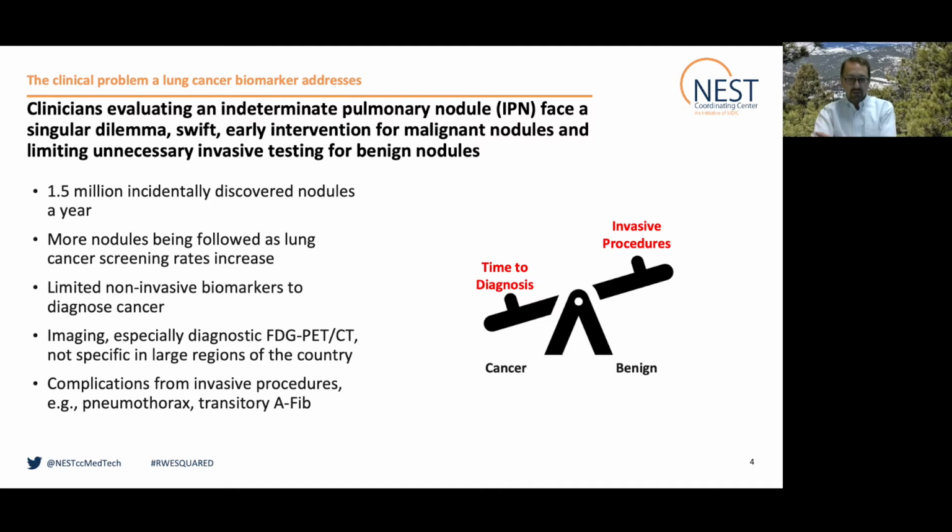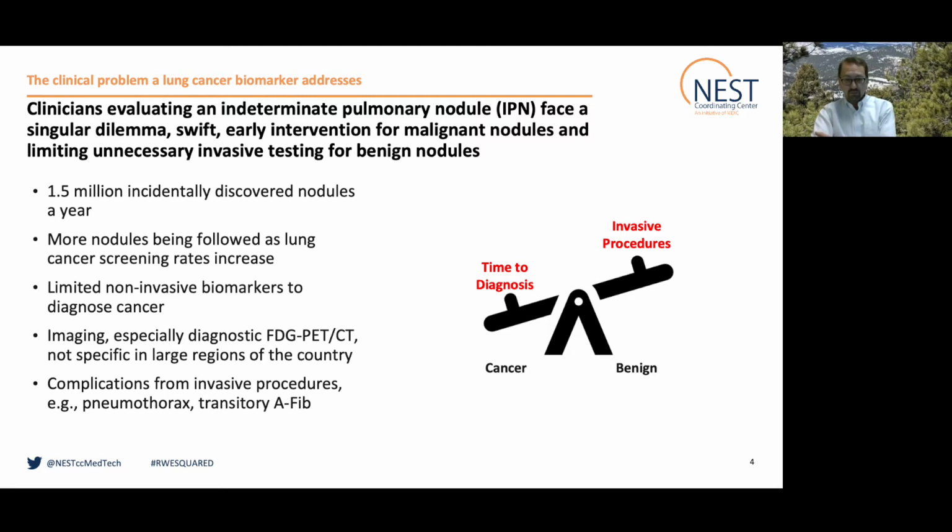There are limited non-invasive biomarkers to diagnose cancer. Primarily what we have is imaging, namely FDG PET. However, PET is much less specific in large regions of the country and the world in which infectious lung disease confounds the diagnosis with FDG PET. In our region of the country, that's histoplasmosis. In the Southwest, it's coccidioidomycosis. In other parts of the world, TB.